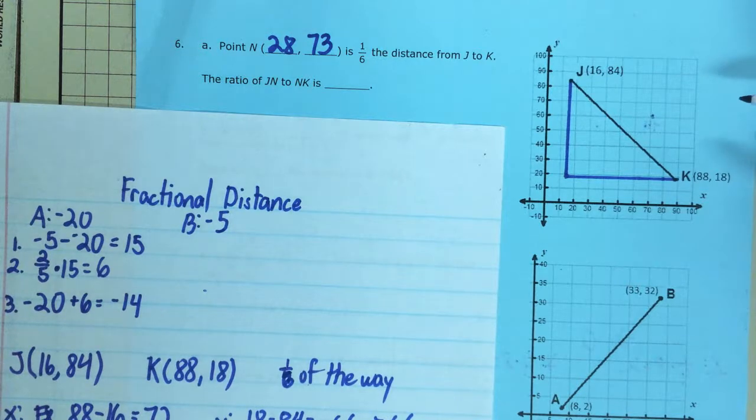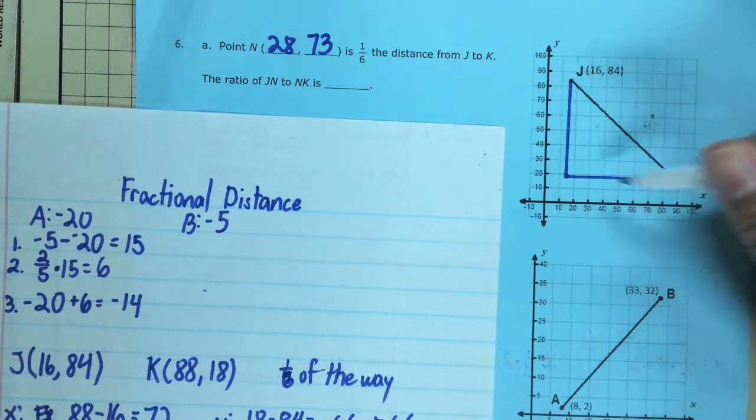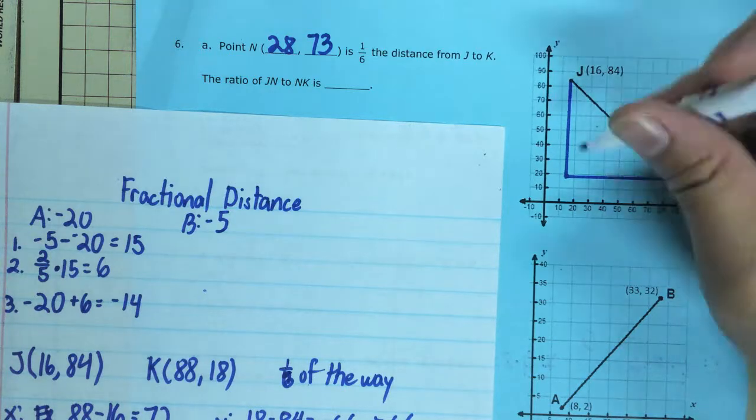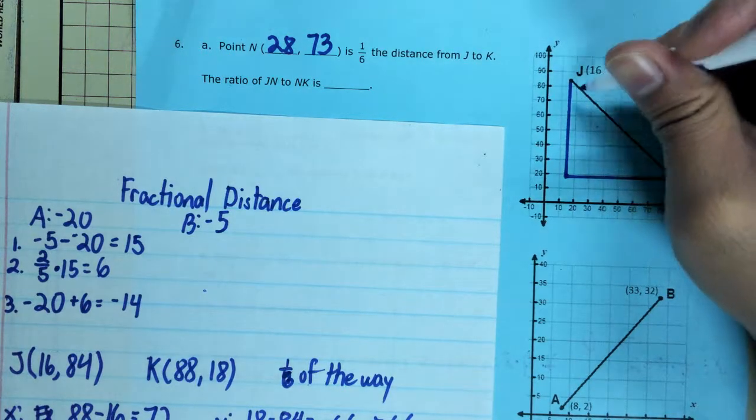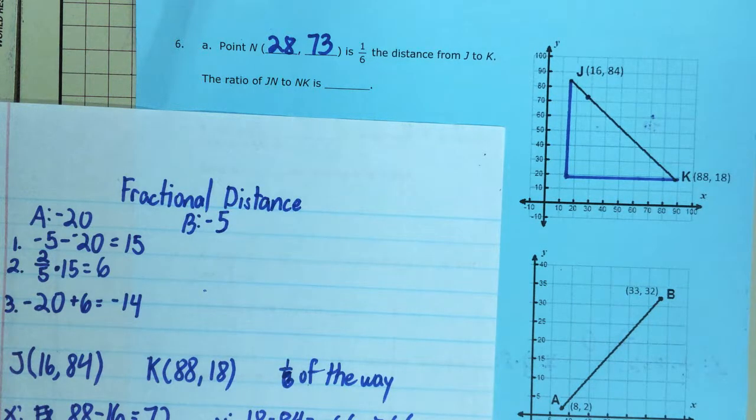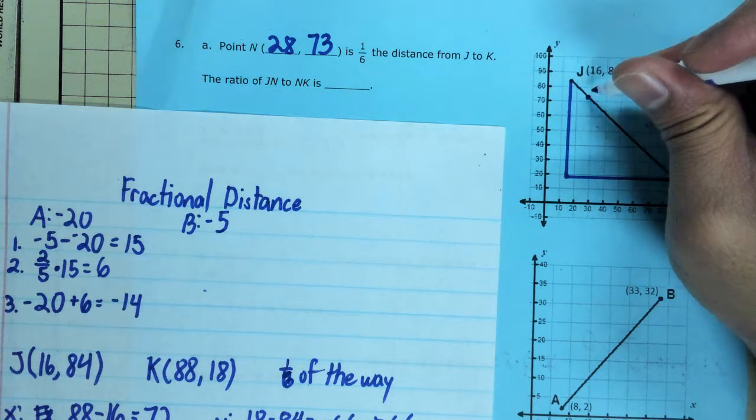And it's going to be hard to graph this simply because, again, the graph is not exactly scaled nicely. So 28 comma 73 looks like it's going to be somewhere over here. And they call this point N.